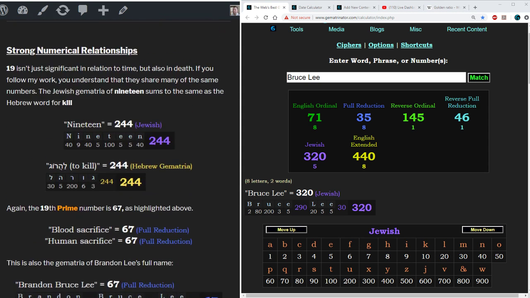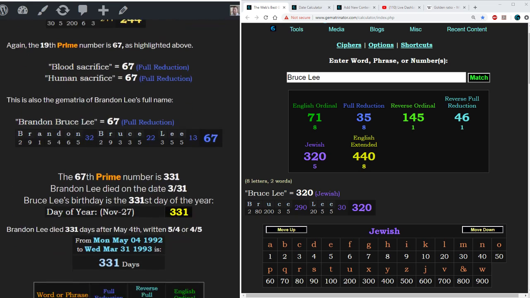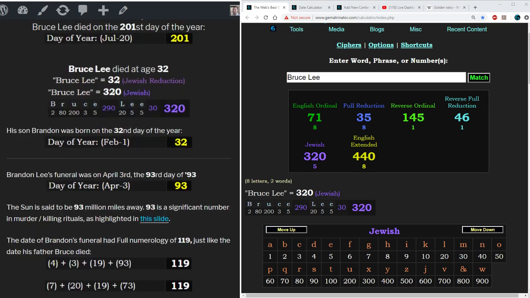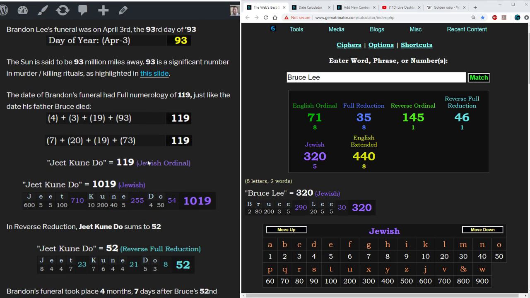So it's almost too perfect, right? It's almost like you've got to wonder if these people really died. I guess they did, but maybe this is why they were chosen in the first place, right? I mean, who knows?